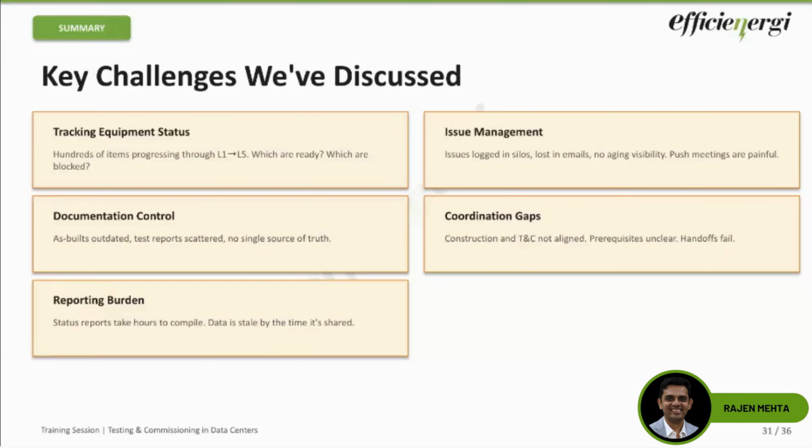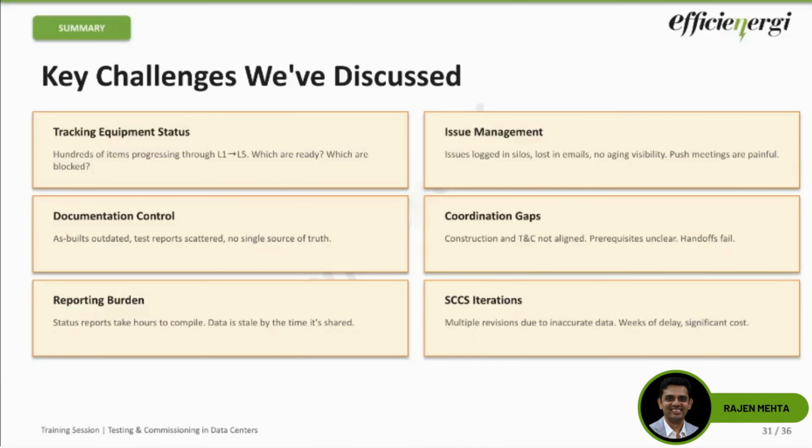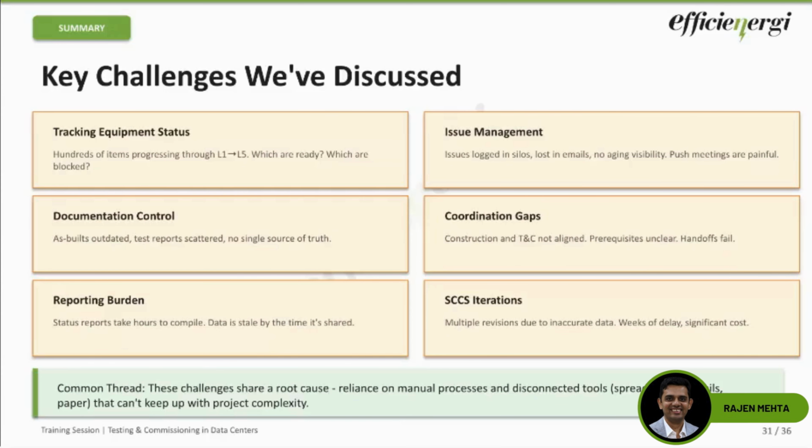Then we're talking about coordination gaps. Construction and TNC using different criteria. Prerequisites not clearly defined or tracked. Handoffs are failing repeatedly. And last but not the least, SCCS iterations. So what is the common thread between all of these? What do these challenges have in common? What I feel is that they are all rooted in manual processes. Spreadsheets, emails, paper forms, and they're not designed for complexity.